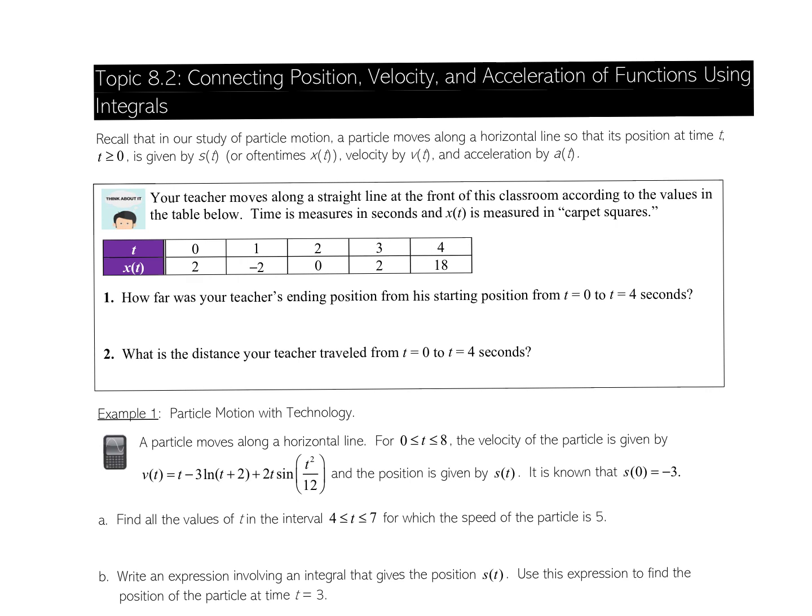A particle moves around a horizontal line so that its position at time t, greater than or equal to 0, is given by s of t, or sometimes x of t, velocity v of t, and acceleration a of t.